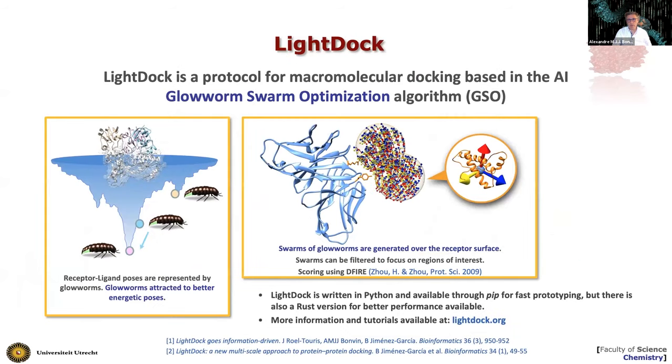So LIGHTDOCK is actually a docking approach, which is based on artificial intelligence following the glowworm swarm optimization. If you know your glowworms, they give light and usually they attract each other by giving light. In this optimization problem, again, you work with a large number of those worms. The light they emit is some kind of energy of interactions when you do your modeling. And by optimizing this swarm, you can locate quite efficiently the minima in your energy landscape.